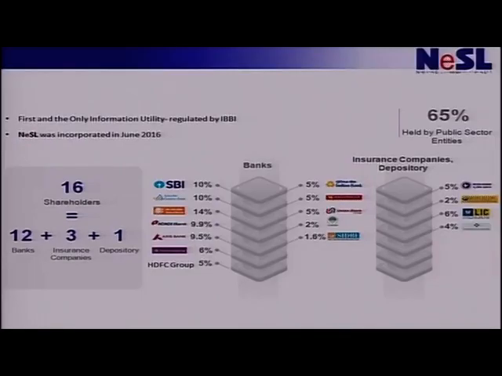Now about National E-Governance Services. It is the first and only information utility registered by IBBI. It was incorporated in June 2016, and it has 16 shareholders, majority of whom are banks, the insurance companies, and 1 depository, and 65% shareholding is held by public sector entities.